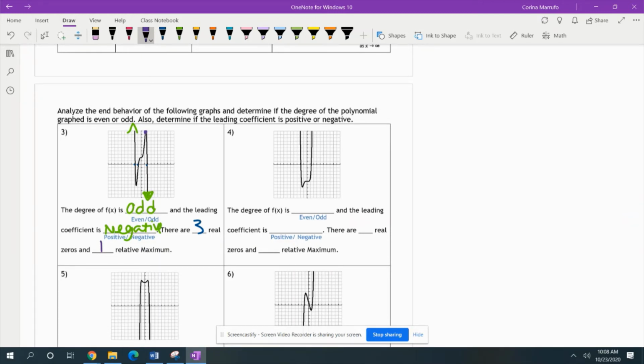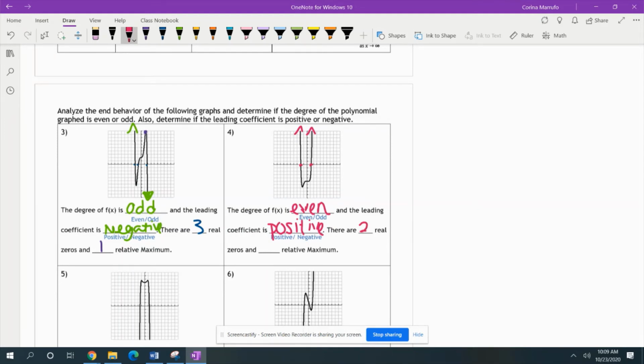The degree of f of x is, so if we look at the end behavior here, we're going to notice that our graph is pointing up at the very end, and they're both pointing up. So since they're both in the same direction, it is an even degree. And the leading coefficient is positive or negative. Because they're both pointing up, it is positive. Now, there are blank real zeros. So we have 1 and 2. There are 2 real zeros.